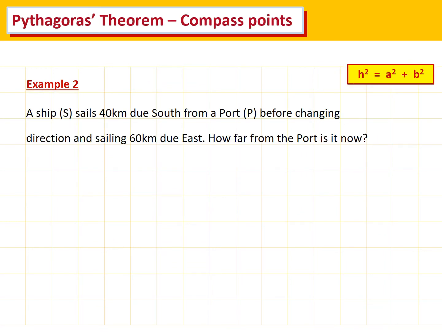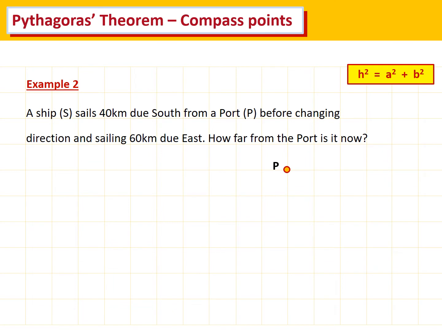Here in example 2 we've got compass points, and bear in mind with these the compass directions that will be given to us will always be at right angles to each other, because we need a right angle to apply Pythagoras' theorem.